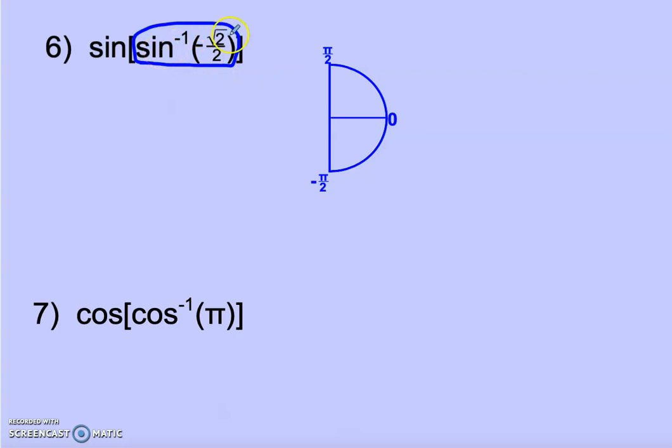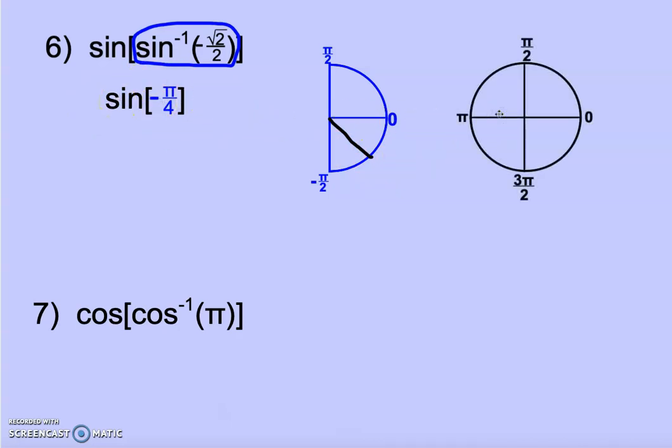Where is the sine negative radical 2 over 2? Well, that would be at this bisector. So I know that this is really the sine of what? Well, negative pi over 4. We've gone back to the sine function. So we look at the sine function. That's the unit circle. We look at negative pi over 4. Negative pi over 4 is right here. Boom.